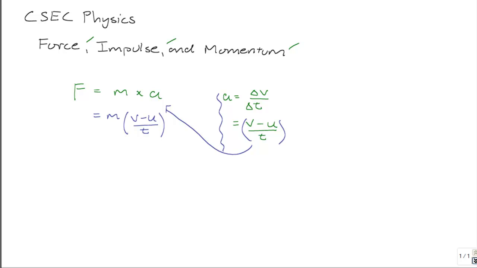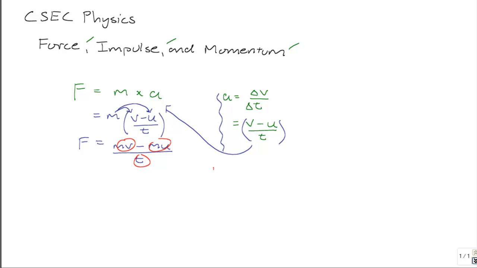And then we can take the m inside, multiplying both v and u, which gives us F is equal to (mv minus mu) divided by t. Alright, so let's look at what we have here now. The force acting on an object is equal to (mv minus mu) divided by t.